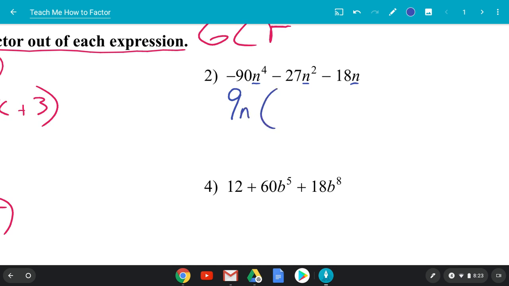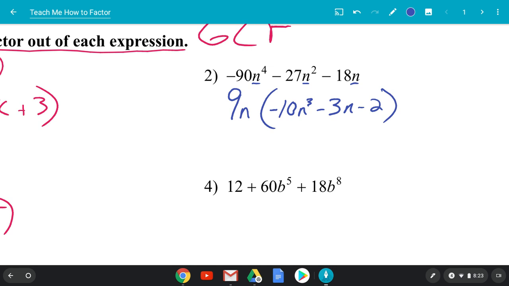So 9 times a negative 10 gets me a negative 90, and then N to the third. And then 9 times a negative 3 gets me 27, and then N times N gets me N squared. And then 9 times a negative 2 gets me negative 18, and I already have the N. So boom, there we go.